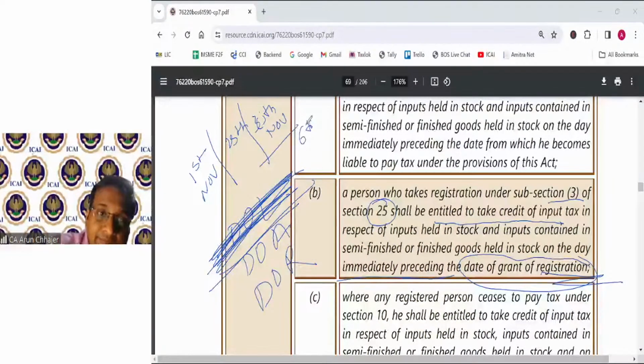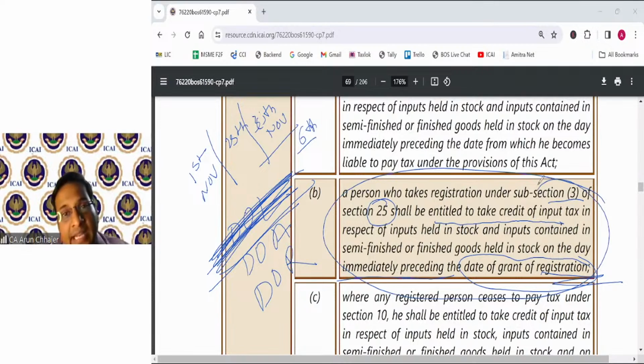Please tell me, in clause B, I would be entitled to take the ITC of the stock which is lying immediately preceding 1st November, 25th November, 30th November, or 6th December. Kindly give me the answer.